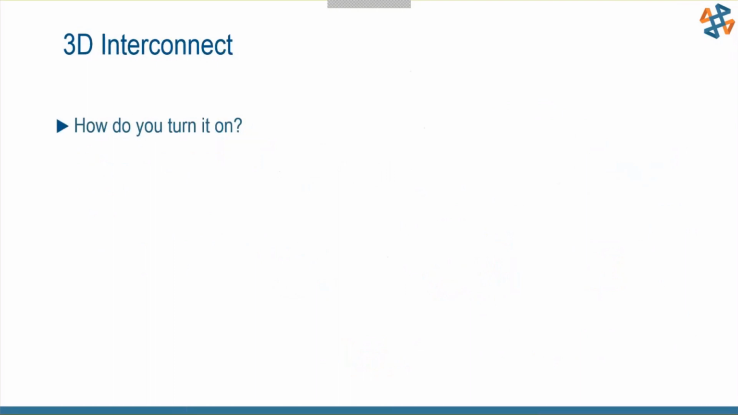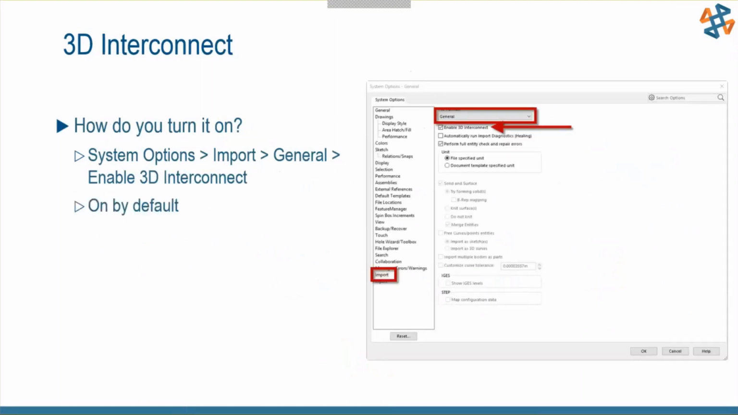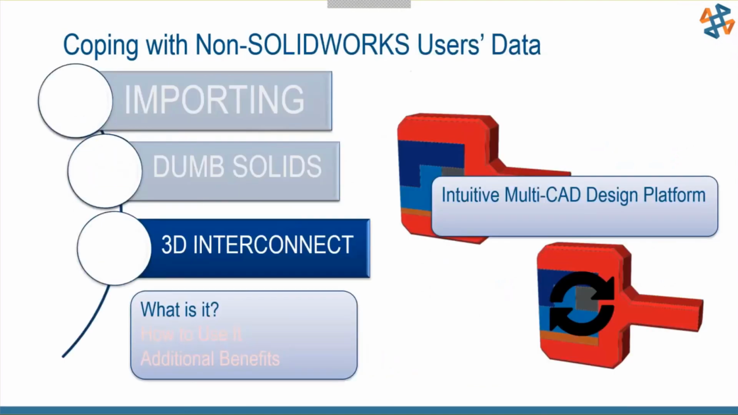So how do you enable it? Well, by default, it's actually on, but it's in the import section of the system options. And you should be aware that it is on by default. So 3D Interconnect, what is it? It's an intuitive multi-CAD platform. So if you hear that term, that's what it is. And at its core, it is a CAD referencing system.